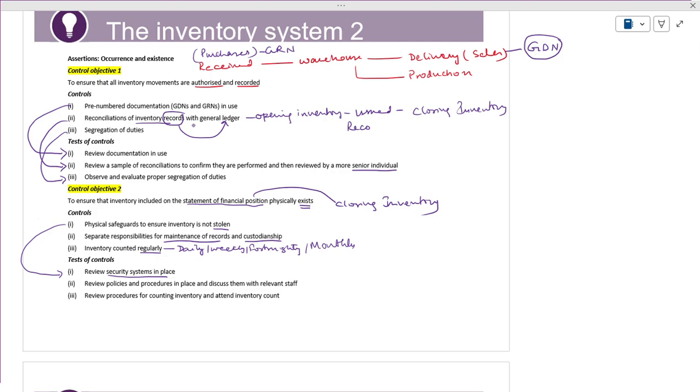Inventory is a huge amount, is it right? There should be a proper system. You will have separate responsibilities; review policies and procedures, and discuss them with the relevant staff, whether segregation of duties is there. Not only that, you have to review procedures for counting inventory, and this is very, very important: attend the inventory count.